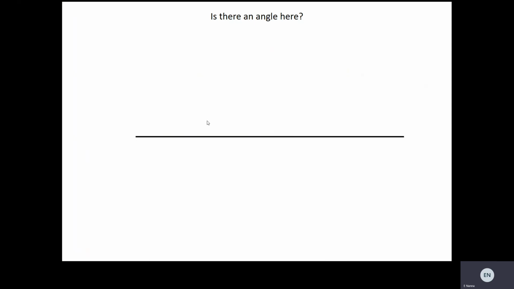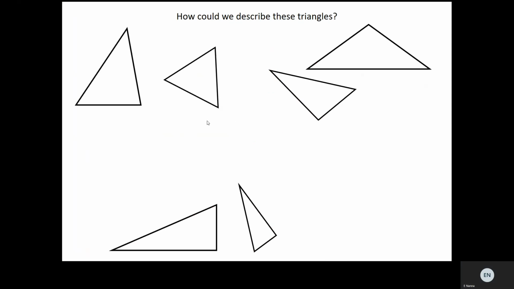What if we had a straight line? Is there an angle here? Sure, most people will be saying yes. Yes, there is an angle, and that's 180 degrees. Well done if you said that. So a straight line has angles that sum up to 180 degrees, I beg your pardon. So angles on a straight line would normally add up to 180 degrees. Well done.